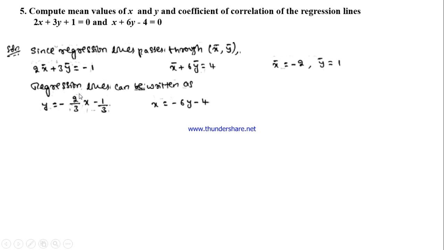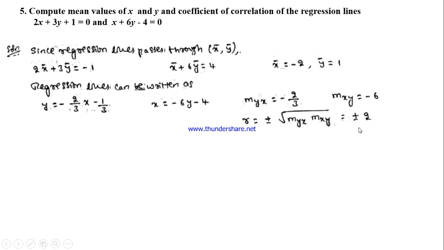Okay, with this we can claim this is my myx and this -6 is my mxy. Substituting these two expressions in R, which is equal to plus or minus square root of myx into mxy, we get it is equal to plus or minus 2. But can we accept this answer?